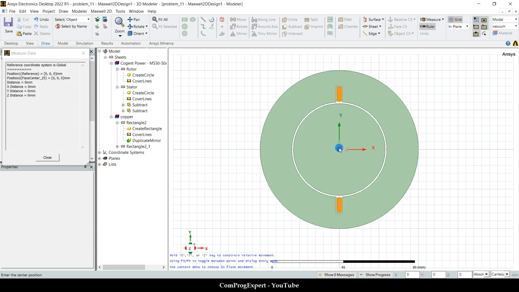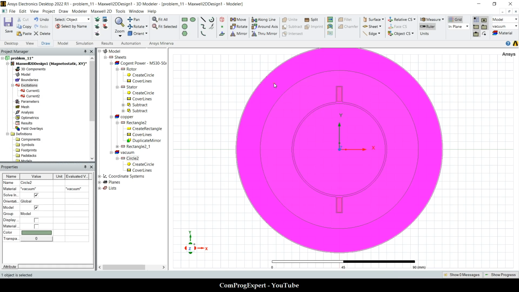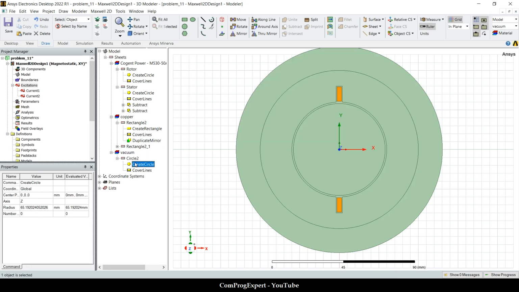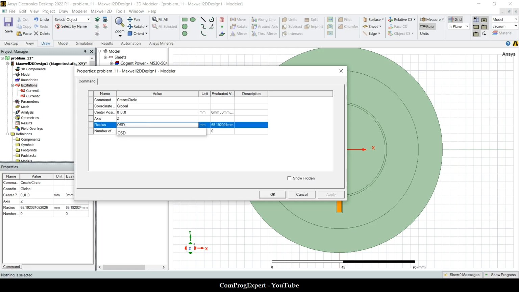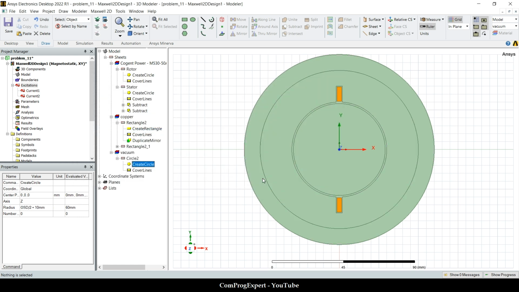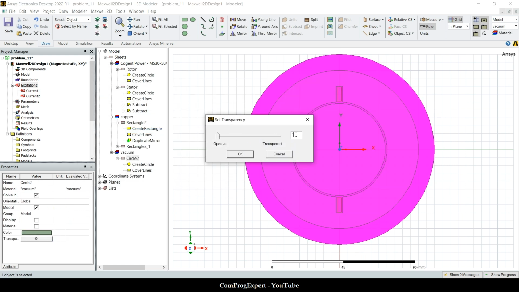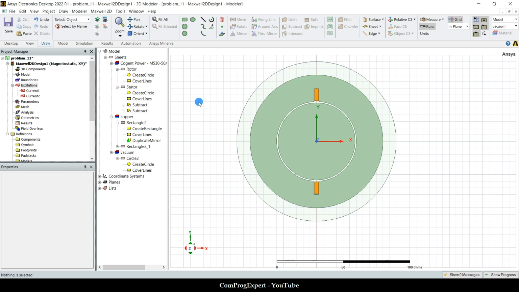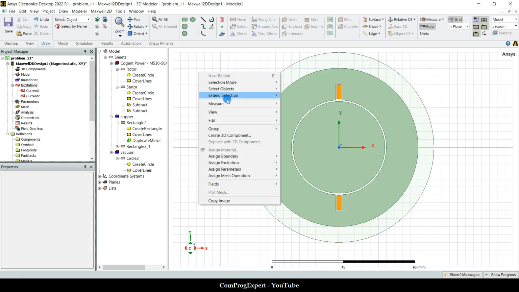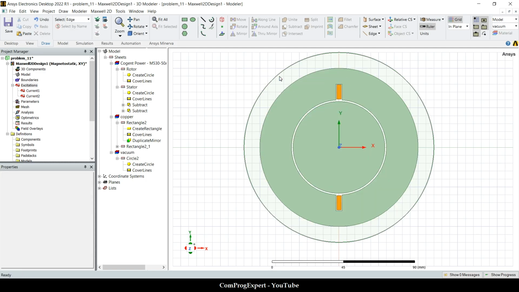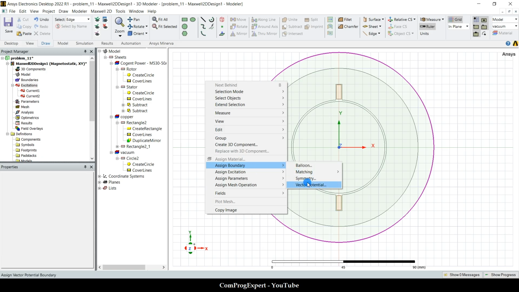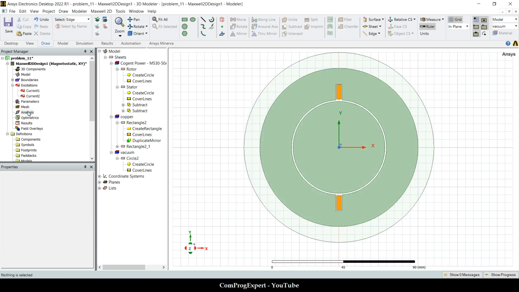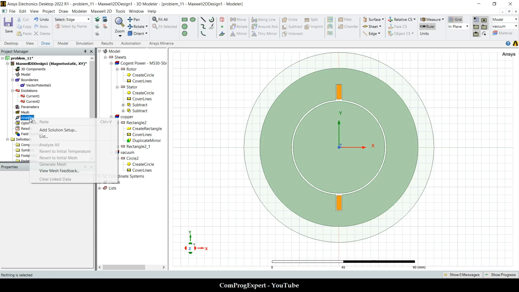We can draw another circle. Let's consider the radius of this circle equal to OSD divided by 2 plus 10 millimeters and change its transparency to 0.9, this region. So let's select the outer boundary, assign the zero vector potential boundary condition. That's all. Now we can add a solver to solve this problem.